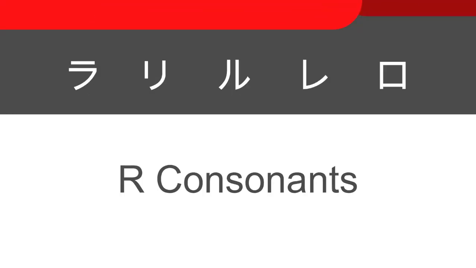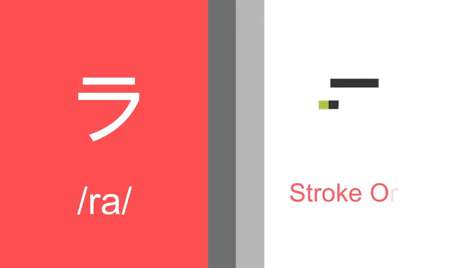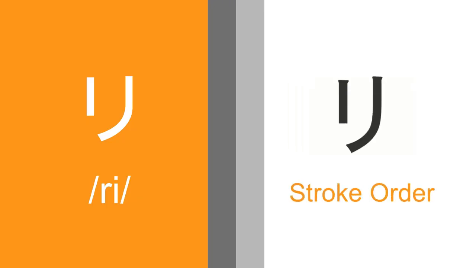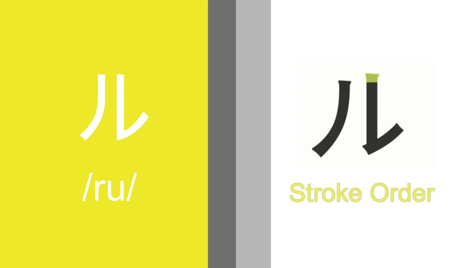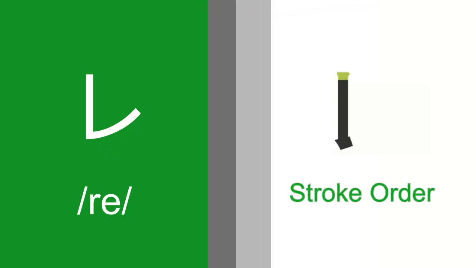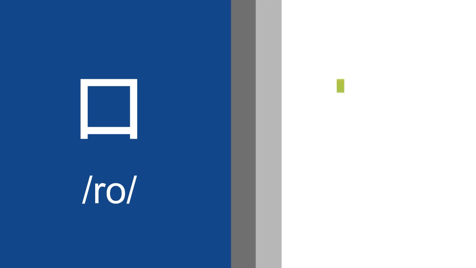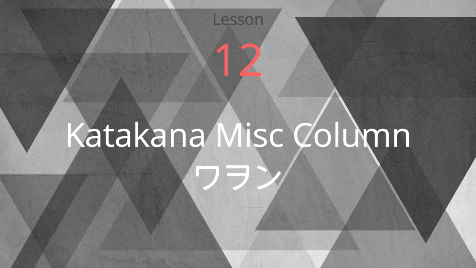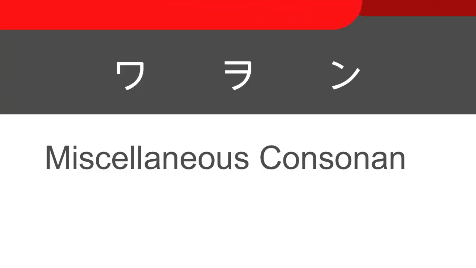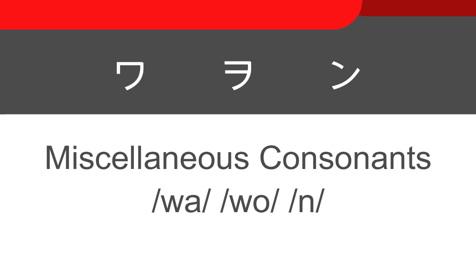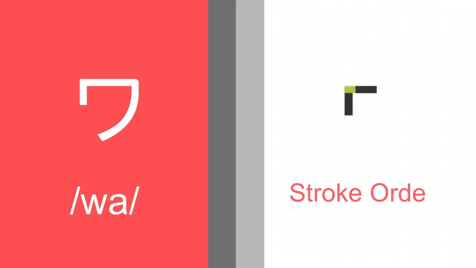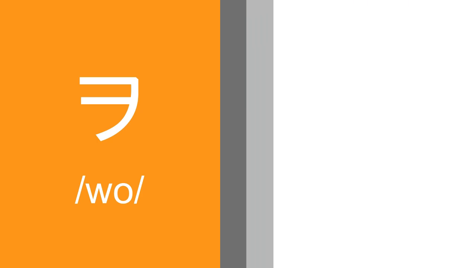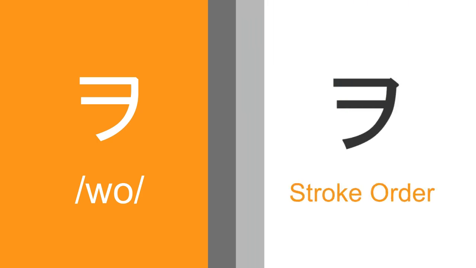And next we have the R word group. Ra, ri, ru, re, and ro. And then we have the last word group, which is uncategorized. Wa, wo, and n.